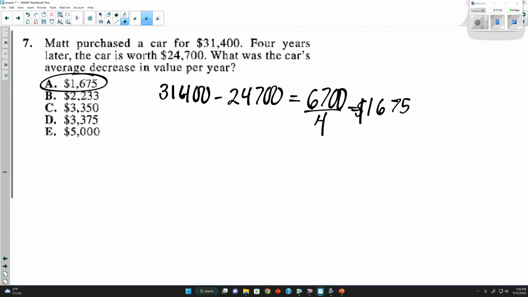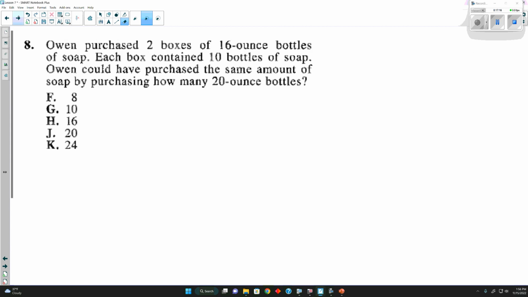Questions on this here? Owen purchased 2 boxes of 16-ounce bottles of soap. Each box contains 10 bottles of soap. Owen could have purchased the same amount of soap by purchasing how many 20-ounce bottles?